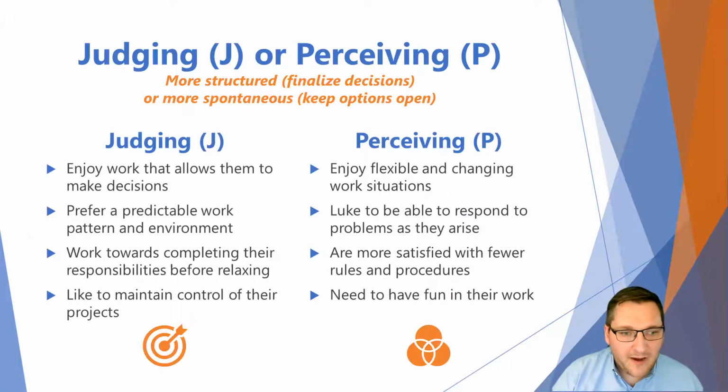The last preference pair is judging, J, or perceiving, P, which determines how we interact with the external world. Those of us with a preference for judging prefer more structure and finalized decisions. Those of us with a preference for P, perceiving, prefer more spontaneity and to keep our options open.